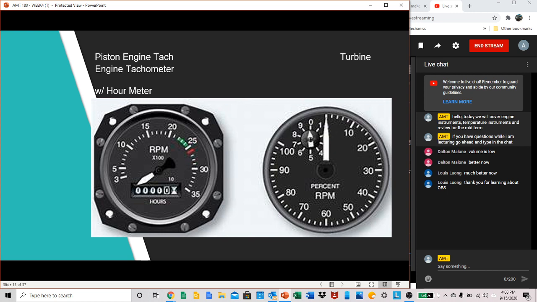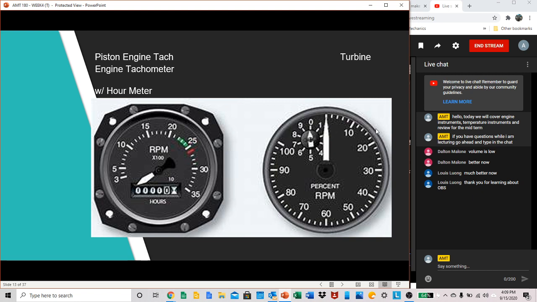And here we have an example of a piston engine tachometer. This also has the hour meter, sometimes called a Hobbs meter. Okay, so this is for a piston engine. You can see that the RPM is measured times 100 revolutions per minute, talking about the crankshaft speed, and you have your hour reading window right there.